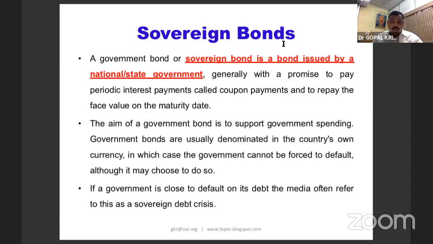Sovereign bonds. There will be a question on sovereign bonds. Sovereign bonds, staggered bonds, junk bonds, income bonds. Ask a query. Who is this? Rajesh Jain. Yes.